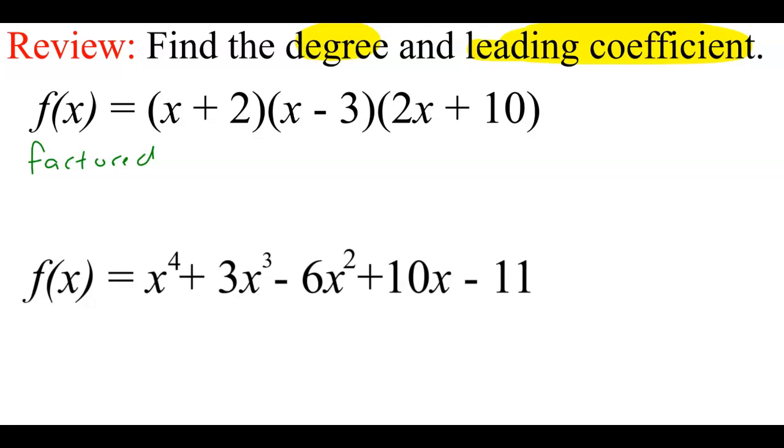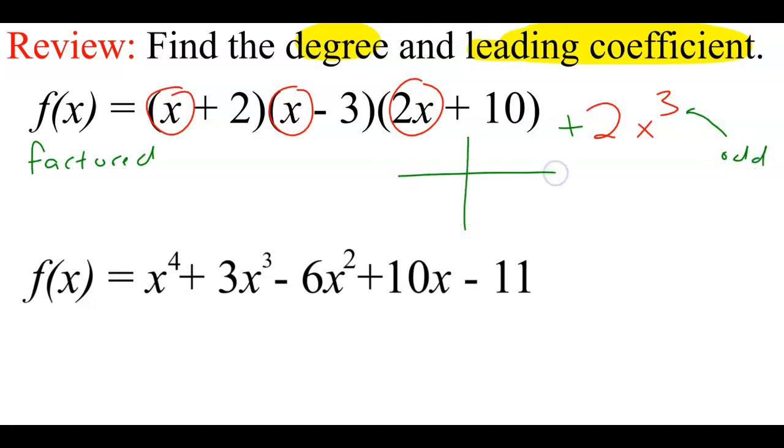So we just talked about how really all you need to do is multiply the x terms together. So if I did that, I would get 2x cubed. So most importantly, that leading coefficient is positive, and this degree is odd. So a positive odd function would start at the bottom of the graph and end at the top. Okay, that's a review from last lesson.